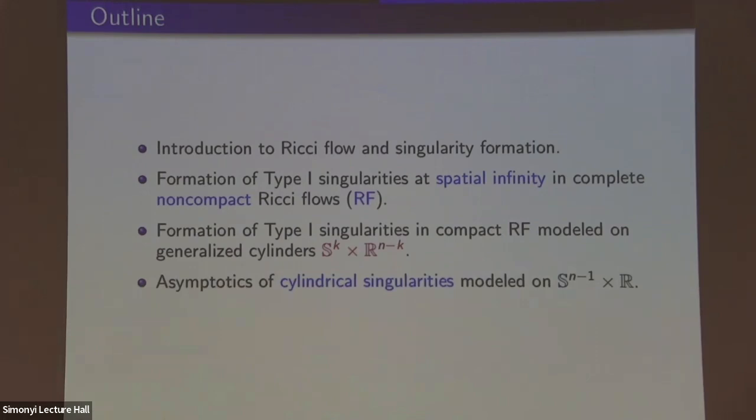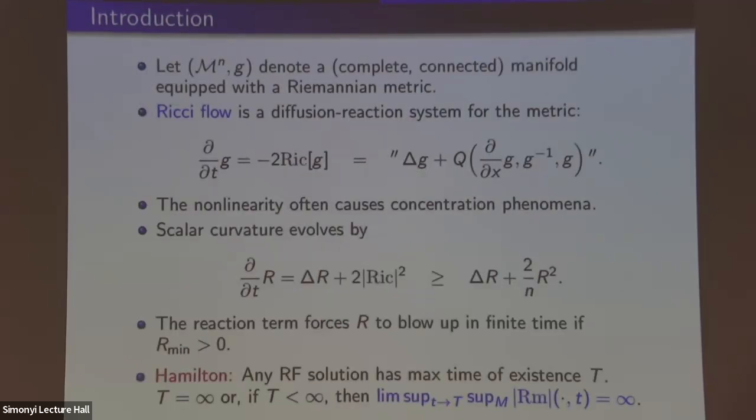The first part will be about formation of these type 1 singularities, which form at spatial infinities when you study complete non-compact Ricci flows. And then in the second part of the talk, I want to focus on compact Ricci flows. And I want to talk about formation of these generalized cylinders as singularity models. And in the last part of the talk, it will be again very related to the previous topics. I want to focus just on the round cylinders as singularity models and talk about the asymptotics in that singularity formation.